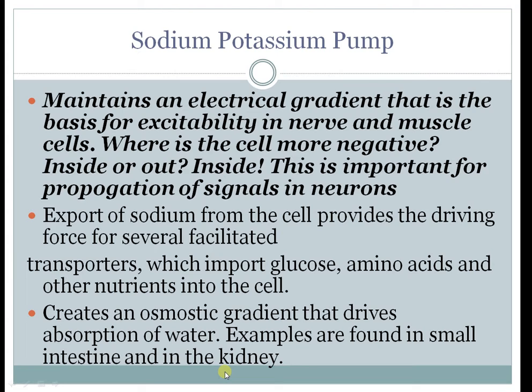The sodium potassium pump maintains an electrical gradient that is the basis for the excitability of nerve and muscle cells. The cells are negative inside relative to outside, which is important for propagation of signals in neurons. Exporting sodium from the cell provides the driving force for several facilitated transporters important for glucose and amino acids entering cells. It also creates the osmotic gradient that drives the absorption of water, for example in the small intestine and the kidney.